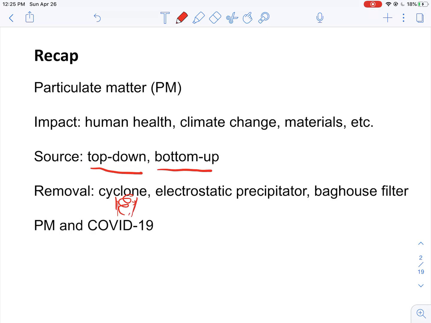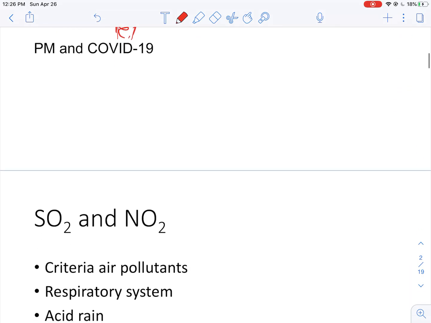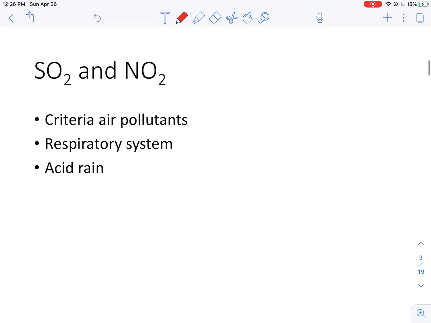For the electrostatic precipitator, it uses the electrostatic force acting onto the particles. We first charge the PM and then let them go through an electrostatic field and remove the particles. For the baghouse filter, we basically create a filter that stops the particles from penetrating through, and the filter has the highest efficiency in removing particles. At the end, we introduced how our knowledge of particulate matter might be related to the current COVID-19 situation.